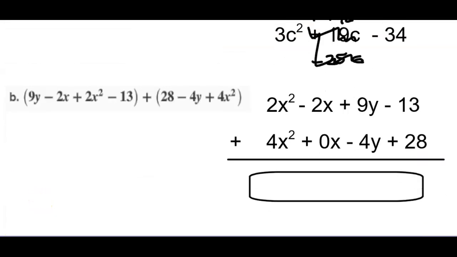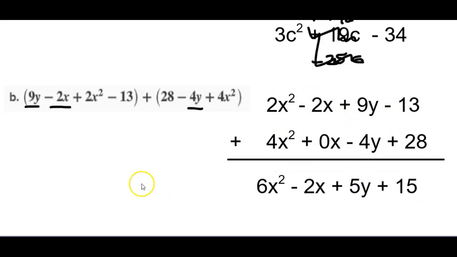So moving on to the next example here, we have this 2x squared minus 2x plus 9y. The big thing here is that there's a y involved. So we have y's here, and then we have this x term, but we don't have an x term here. So for the second one, I added in this 0x, which is really important to remember. Once you add these up, each of those in their own columns, you get 6x squared minus 2x plus 5y plus 15.